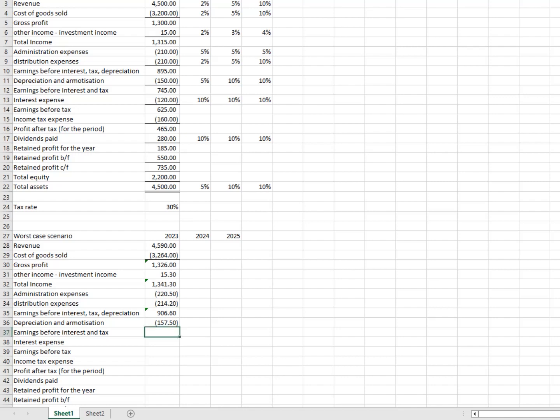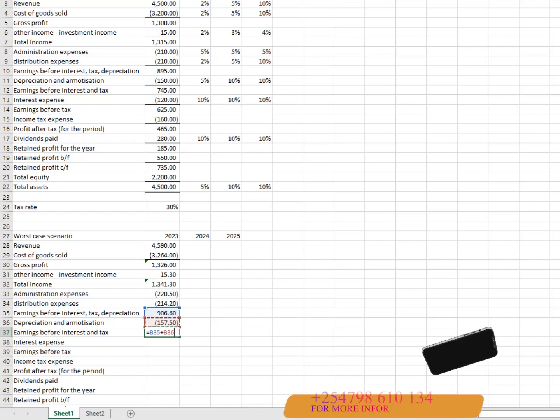Now to get the earnings before interest and tax, we simply add the earnings before depreciation, we click on that, B32, plus the depreciation and amortization. Remember, again, we are saying plus because the figures are already in negative. They're already in minus. We cannot minus it. If we say minus, it will become a positive. As you know, minus times minus is positive. So we say plus, since we already wrote it down as negative.